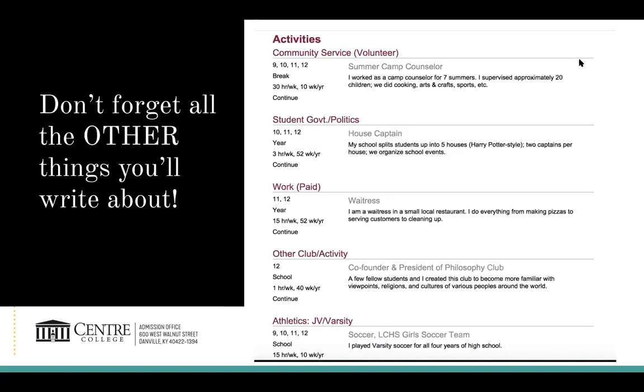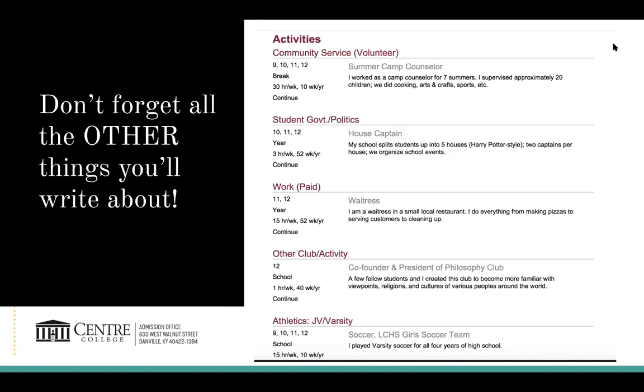So some of the things you'll notice here is that this is a student who is, for example, house captain. Every school, it seems like they do their student government differently. So sometimes you might say, hey, I'm president of student council, and maybe that's a really, really big deal at your school. Maybe it's not so much. So the idea is to help give us a little bit of context.